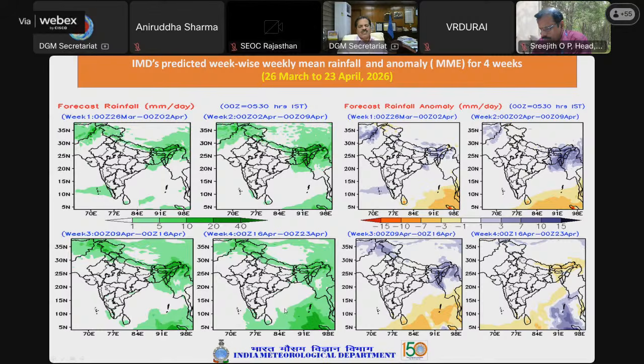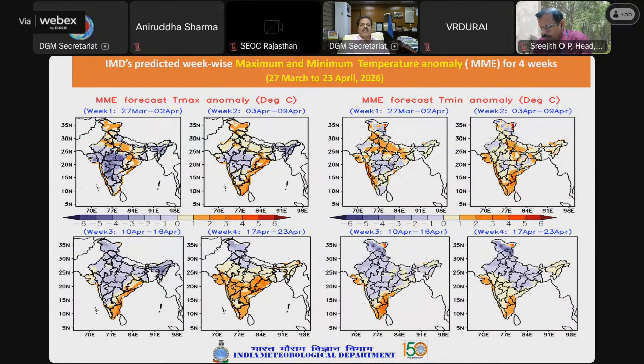And Peninsula की बात करें तो Kerala is showing rainfall activity mainly. But I will say that thunderstorm activity will be there across the country. And rainfall will be near normal in each and every week, as you can see from this diagram.